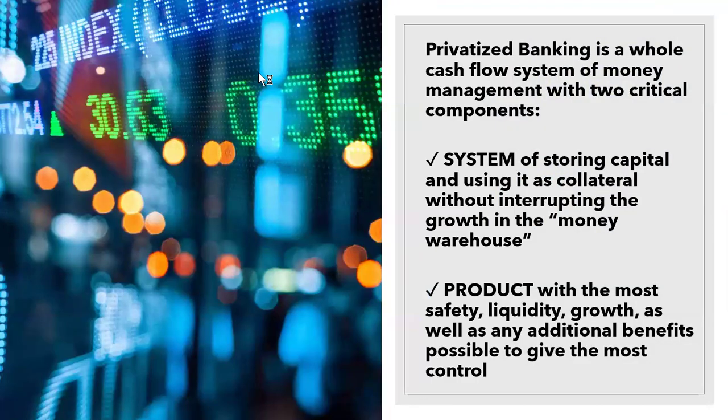Privatized banking is a whole cash flow system of money management. It has two critical components. Number one, you have to have a system for storing capital and then using that as collateral without interrupting the growth, in what we call the money warehouse. We'll look at that in just a minute. And then within that system, you have to have a product. What does the product do? Well, it's going to provide you with the most safety, liquidity, growth, as well as any additional benefits possible to give you the most control.